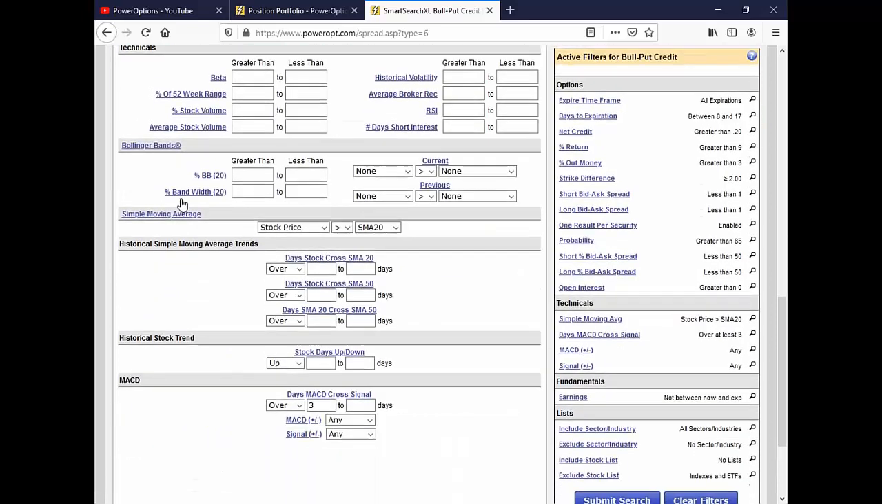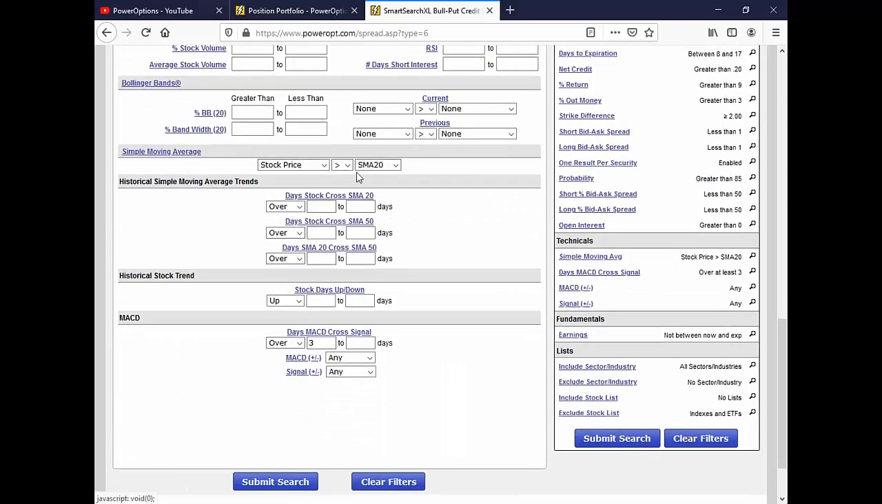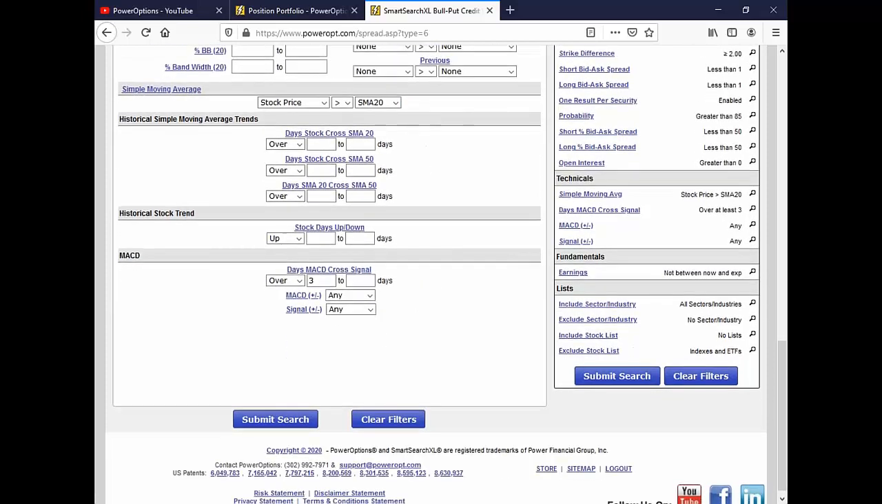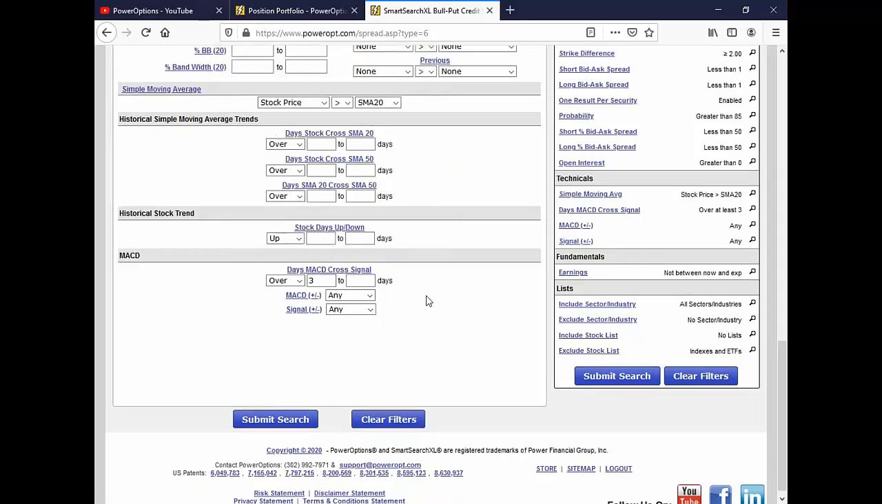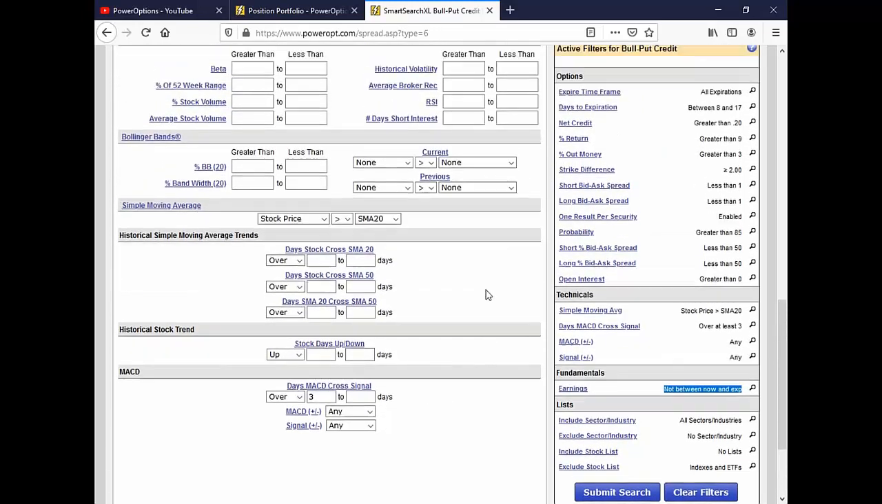Looking at the technicals, what I found worked best is naturally looking for a stock in an uptrend just above the simple moving average, and looking for a MACD where the MACD has crossed the signal line by at least 3 days. Okay, that's it. I'm removing indexes and ETFs and naturally not looking for positions between now and expiration.